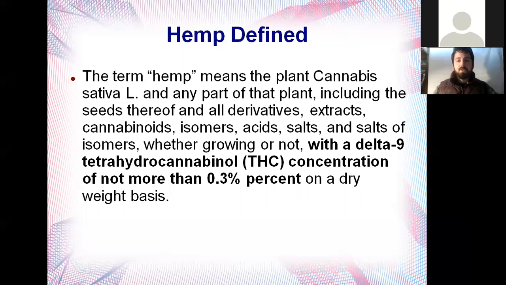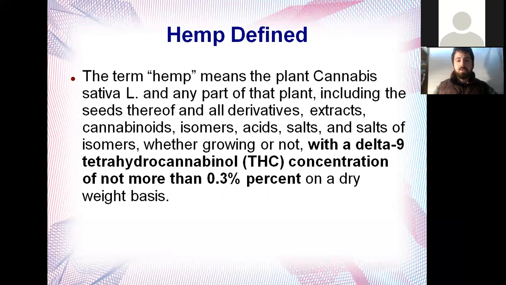So moving along right away with the definition of hemp, what you guys see on the screen here is the official definition. So let's read it. The term hemp means the plant Cannabis sativa and any part of that plant, including the seeds thereof and all derivatives, extracts, cannabinoids, isomers, acids, salts, and salts of isomers, whether growing or not, with a delta-9 tetrahydrocannabinol, THC, concentration of not more than 1/3 of 1% on a dry weight basis.